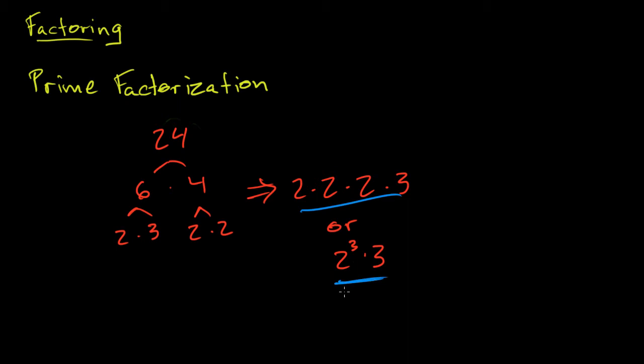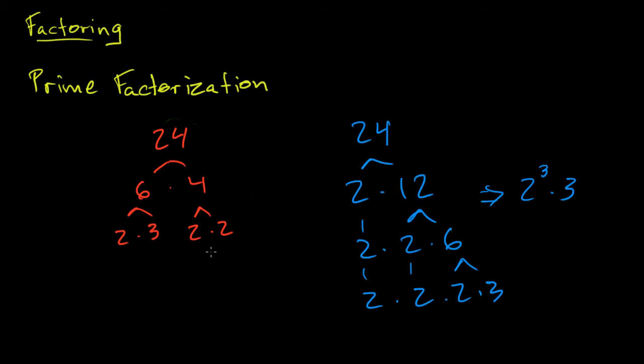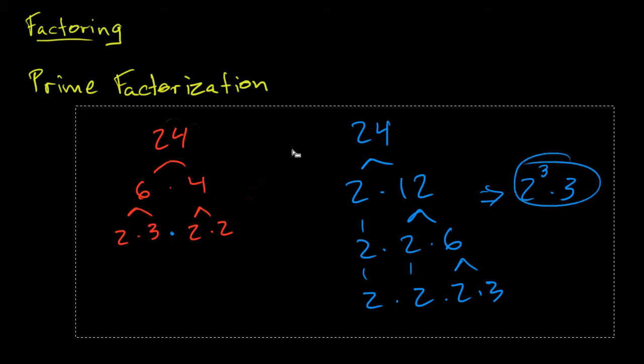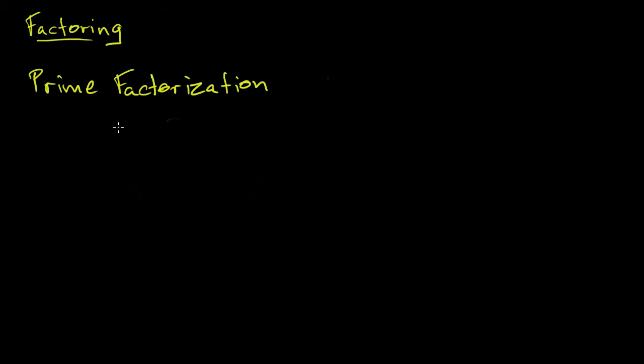Often we'll write the result using exponents if there are repeated factors. And here's another example of the same tree. Notice how different strategies still give us the same answer, 2 to the third times 3. So the prime factorization of 24 is 2 to the third times 3.